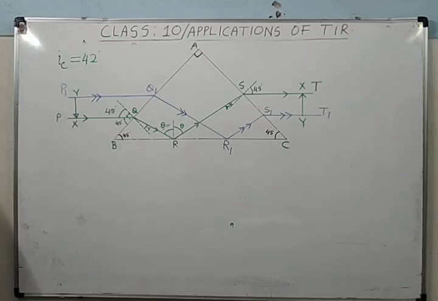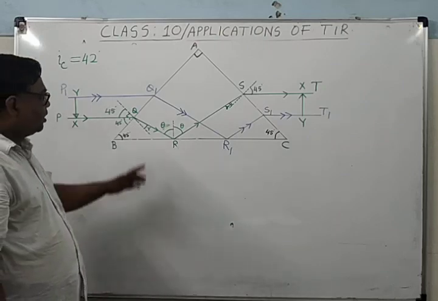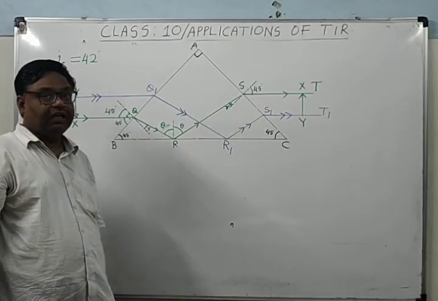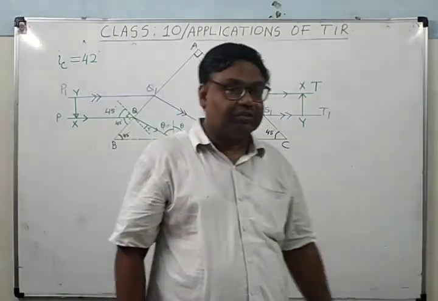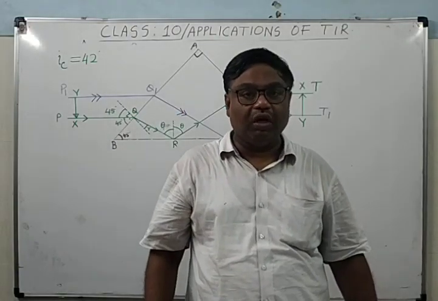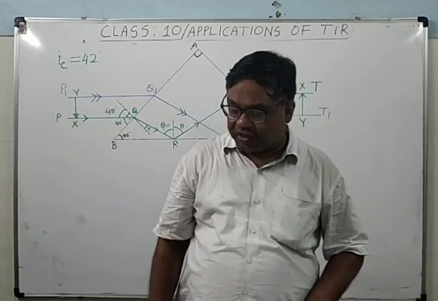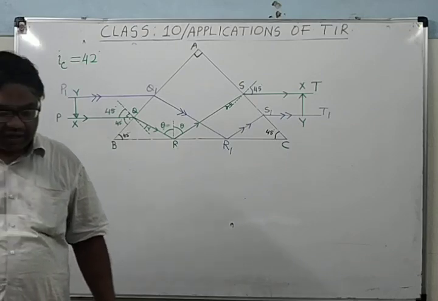Now see here, there will be some loss of intensity because two refractions are taking place, one here and the other here. But in the previous case which was used in the French binocular, there will be no loss of intensity. Okay. Now after this we will see the total internal reflection through equilateral prism.